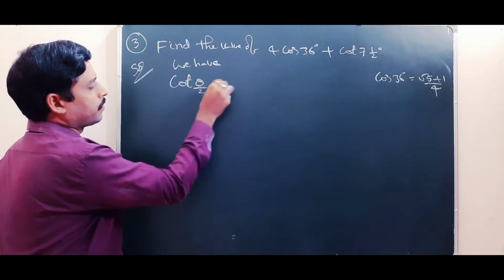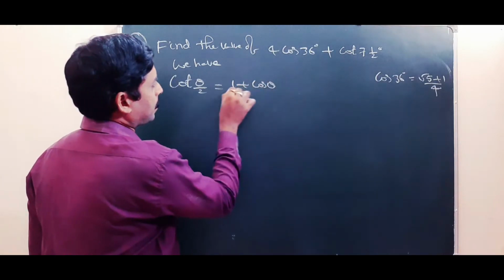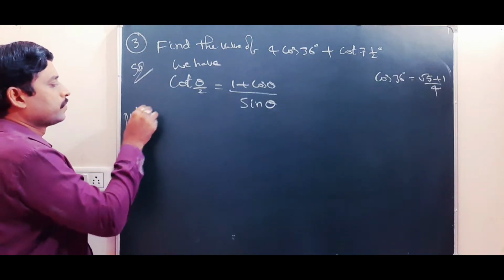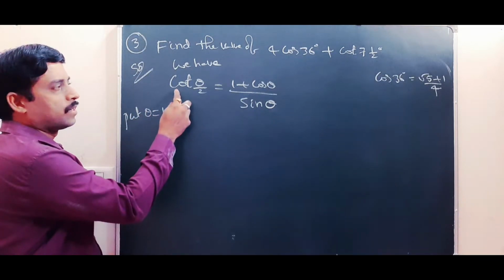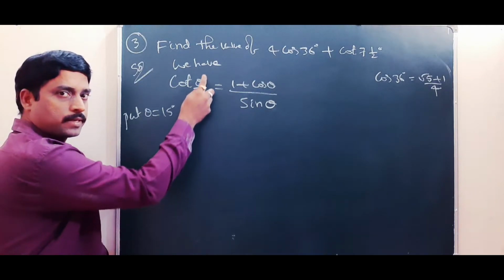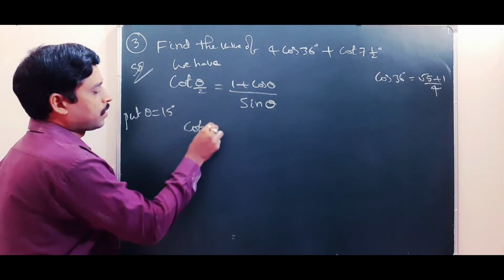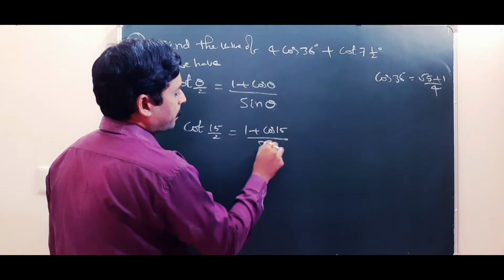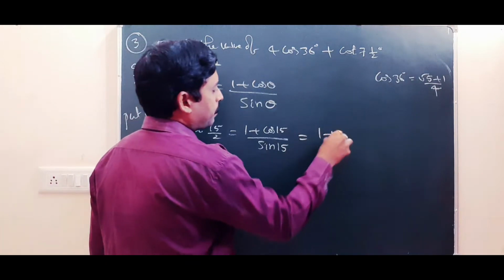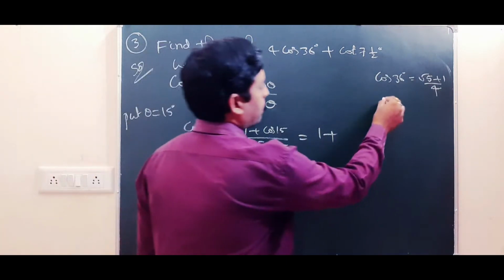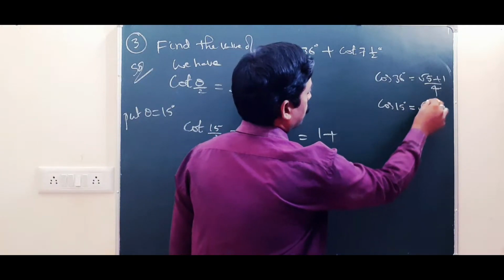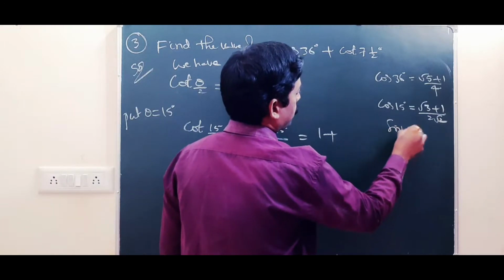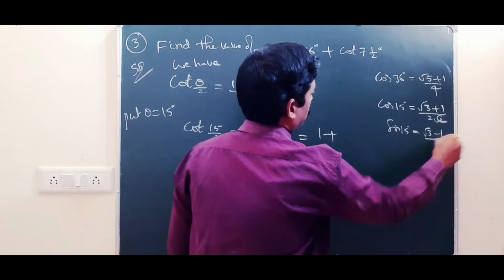cot theta by 2 equal to 1 plus cos theta by sin theta. Okay, so put theta equal to 15 degrees. So cot 15 by 2 is nothing but cot 7.5. Cot 15 by 2 equal to 1 plus cos 15 by sin 15. It is going to be 1 plus cos 15 value. We have cos 15 value root 3 plus 1 by 2 root 2. So sin 15 value is root 3 minus 1 by 2 root 2.